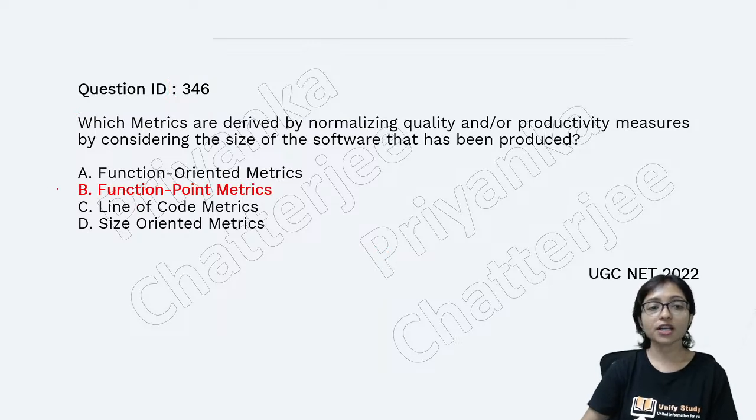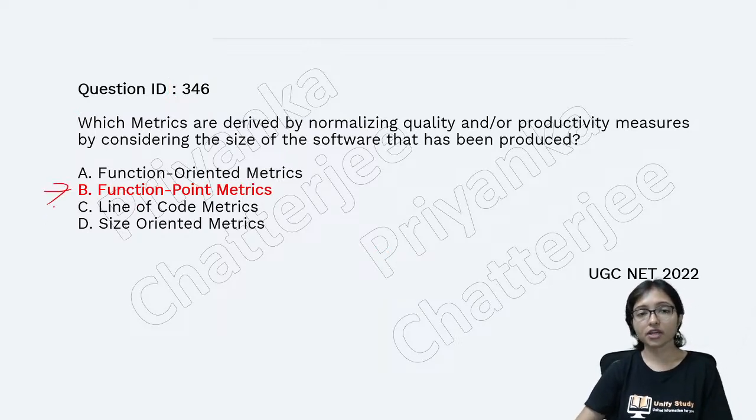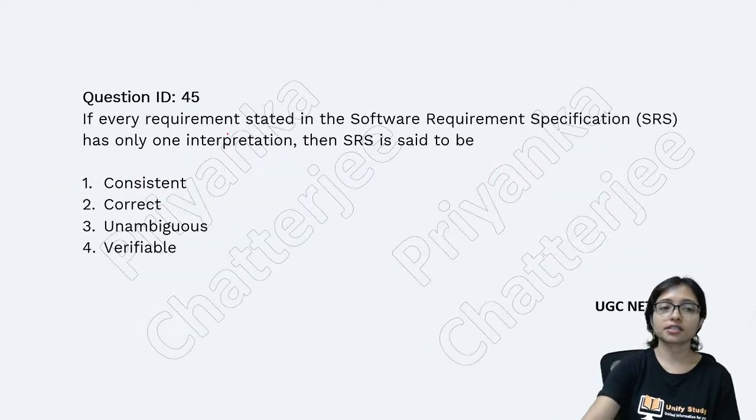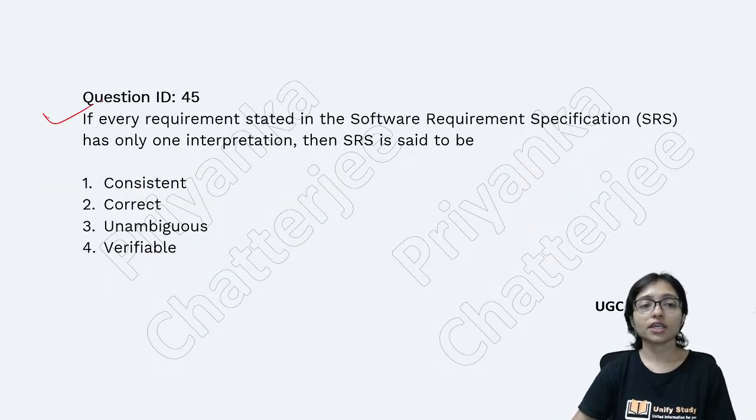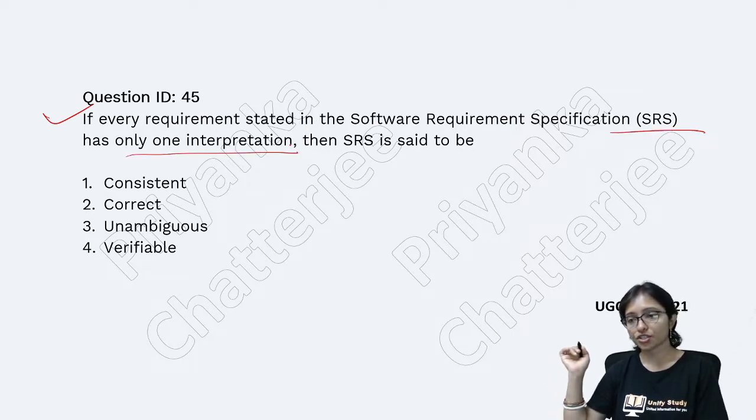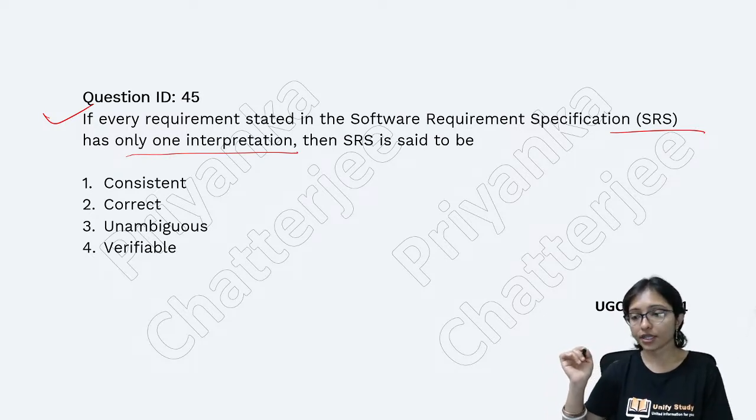Yes, that is function point metric. Normal quality, productivity and all these are function point metric. It is the answer. Here you can see, if every requirement in the SRS has only one interpretation, it is unambiguous.